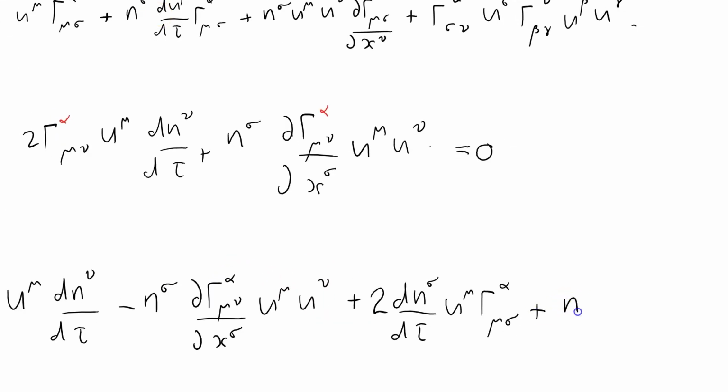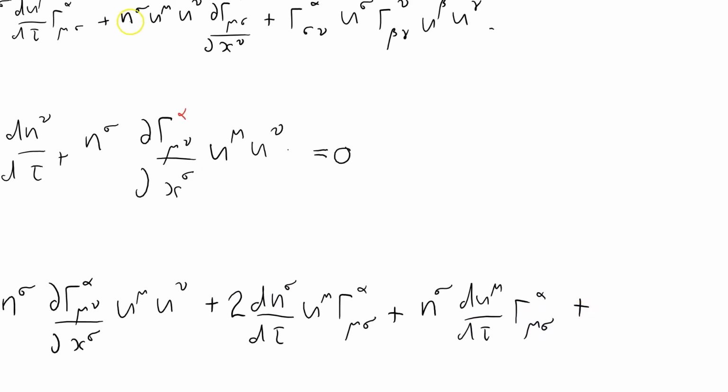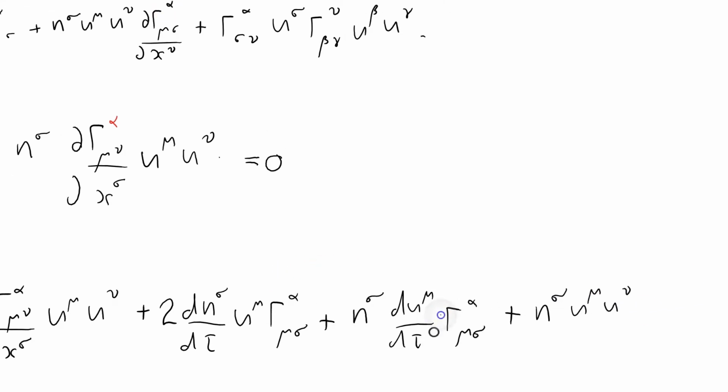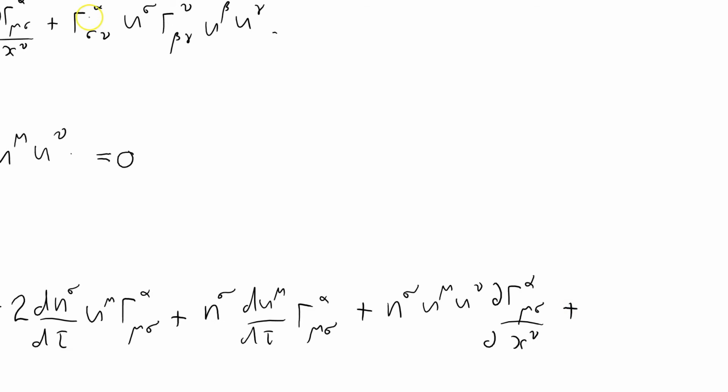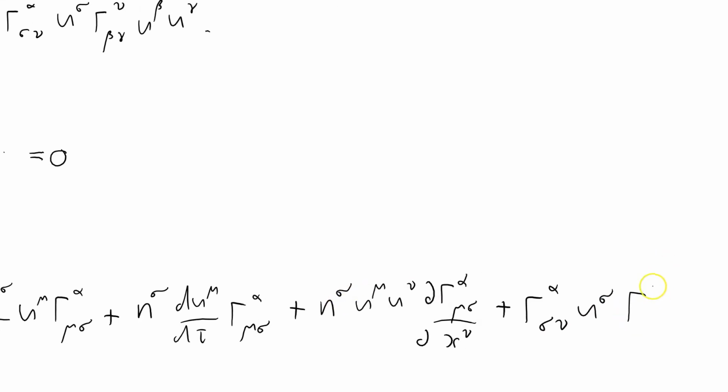plus this term here, n sigma du mu by d tau Christoffel alpha mu sigma, plus this term here, n sigma u mu u nu ∂Christoffel alpha mu sigma by ∂x nu, that term there, plus the final term, which is this one here, Christoffel alpha sigma nu u sigma, good grief, it's not easy, is it, beta gamma u beta.